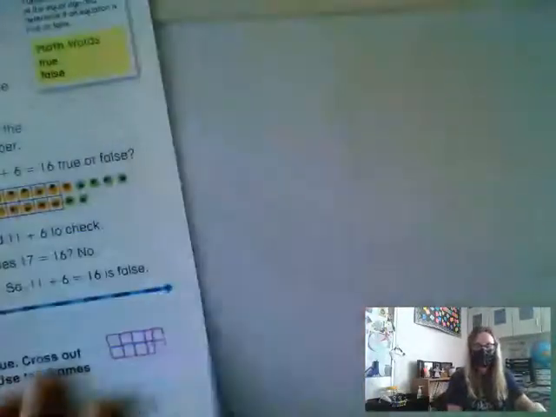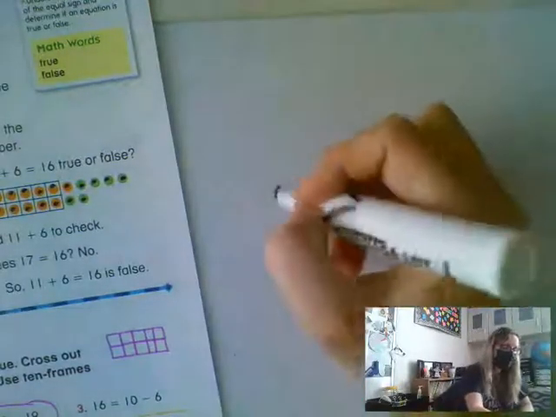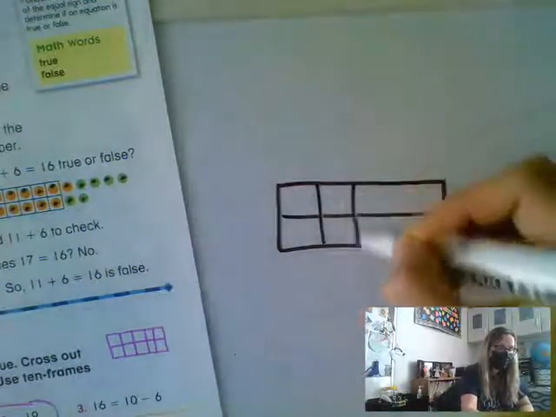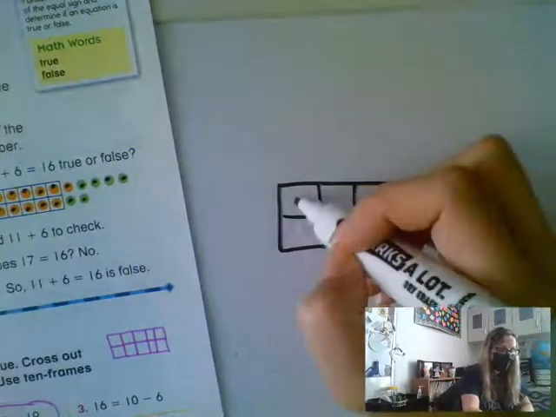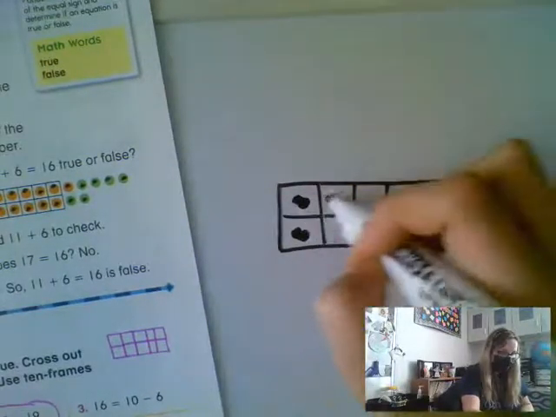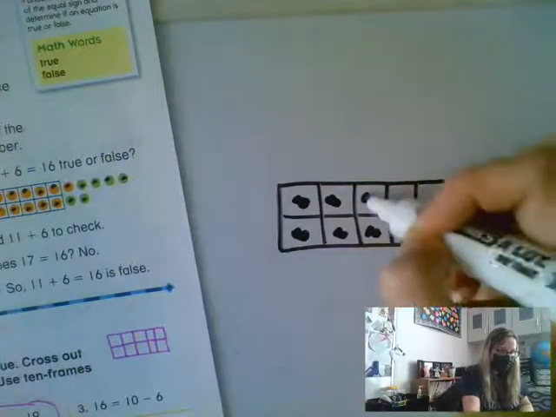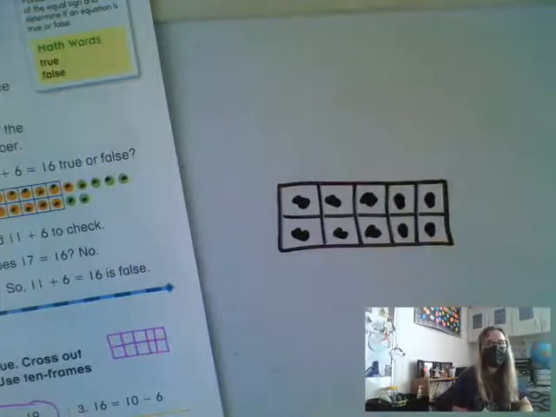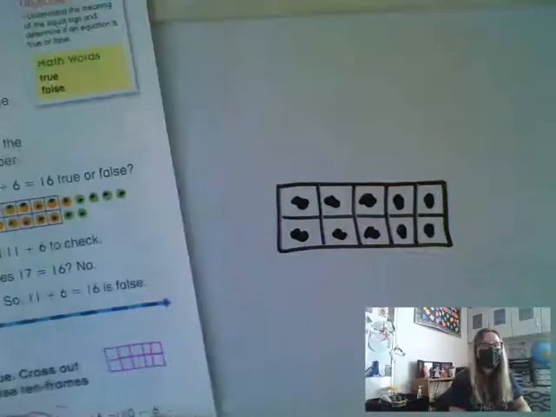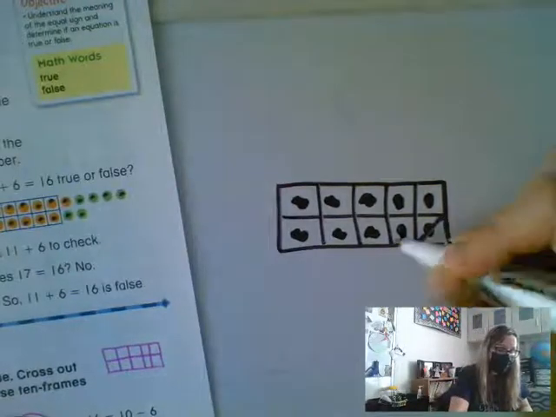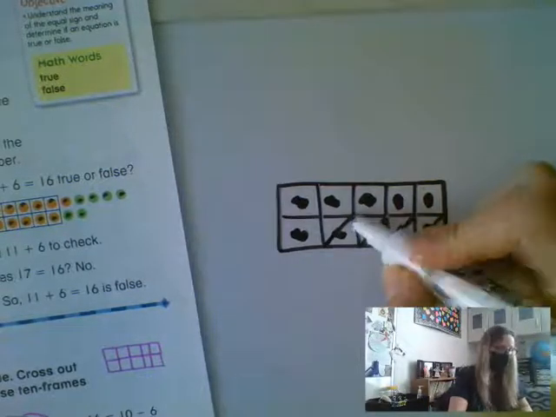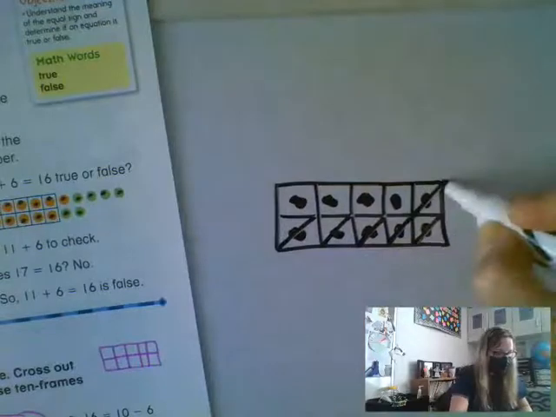So let's start with our 10. Okay? Here's my 10 frame. Start with our 10. 1, 2, 3, 4. Now fill it up. 1, 2, 3, 4, 5, 6, 7, 8, 9, 10. Okay, so I have 10 in my 10 frame. And now I'm going to take away 6. So count with me. 1, 2, 3. I can't hear you. 4, 5, 6.